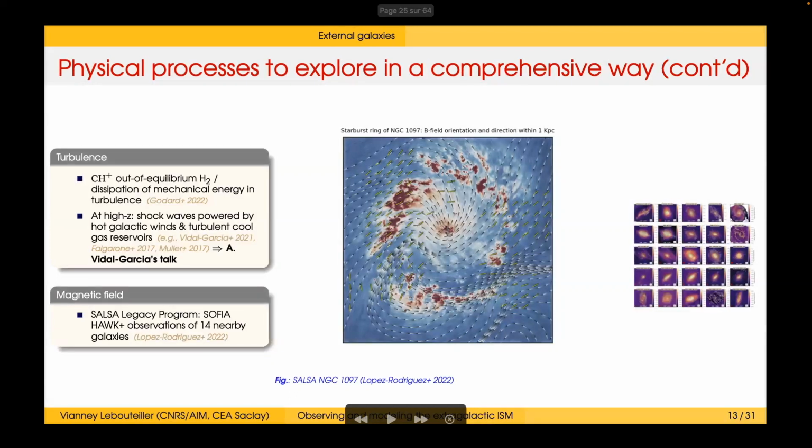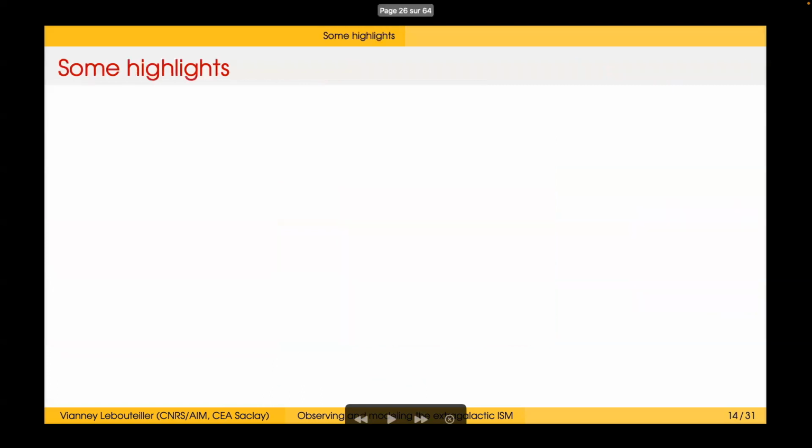A brief word on magnetic fields. SOFIA is ending its operations right now, but it's leaving behind a legacy program of 14 nearby galaxies with really beautiful observations of the magnetic field, and a lot of papers coming out this year. Unfortunately, I don't have time to talk about them, so I will pass and give some highlights now.